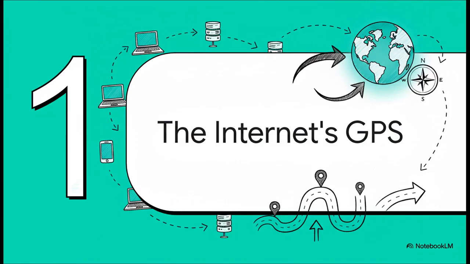First up, navigation. I mean, with billions of devices all connected at once, how does one little piece of data know where in the world to go? Well, it needs a map. It needs directions. It needs a kind of GPS for the internet. This is the challenge of routing.